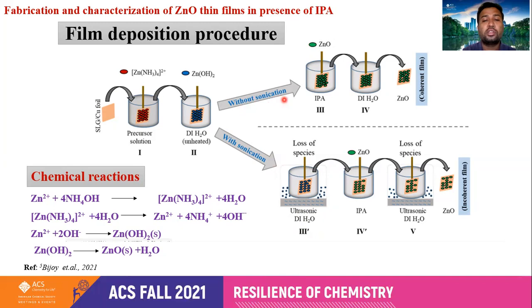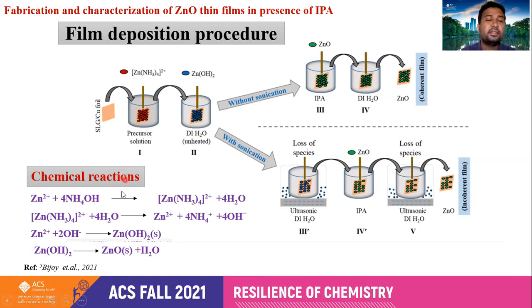In case of the without sonication procedure, after dipping into unheated deionized water, I dip into isopropyl alcohol, where isopropyl alcohol is maintained at different temperatures, that means 30 degrees Celsius, 50 degrees Celsius, and 65 degrees Celsius. In that case, zinc hydroxide is converted into zinc oxide. And then I dipped into the normal deionized water, and the quality of the zinc oxide is better than before.